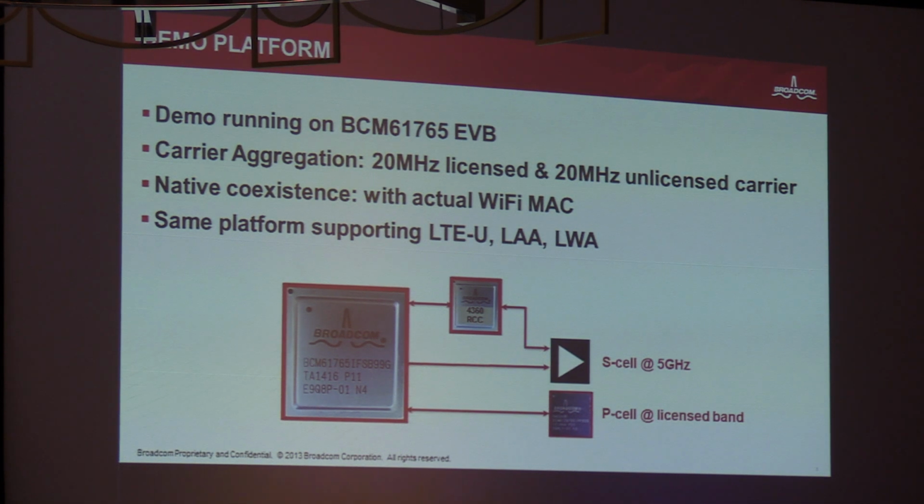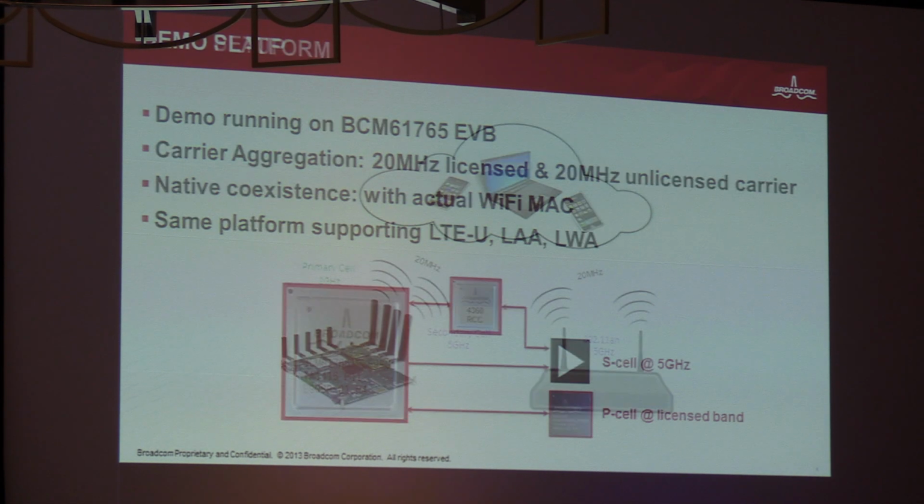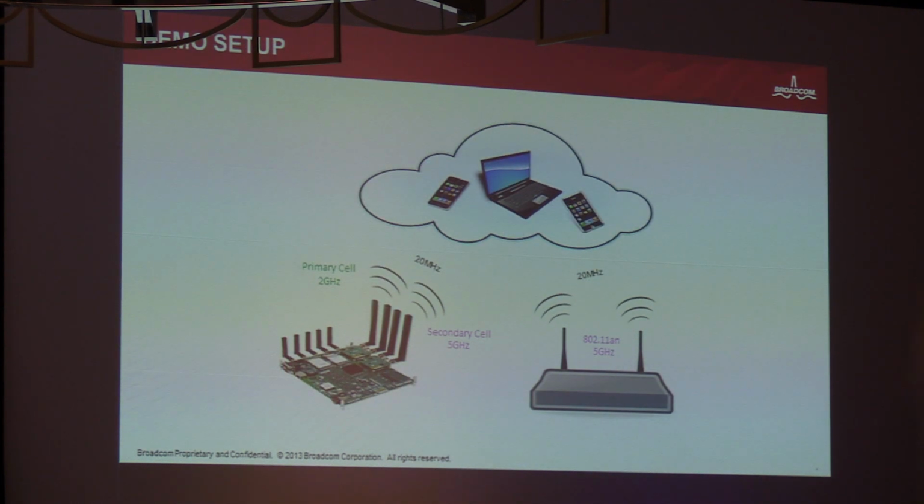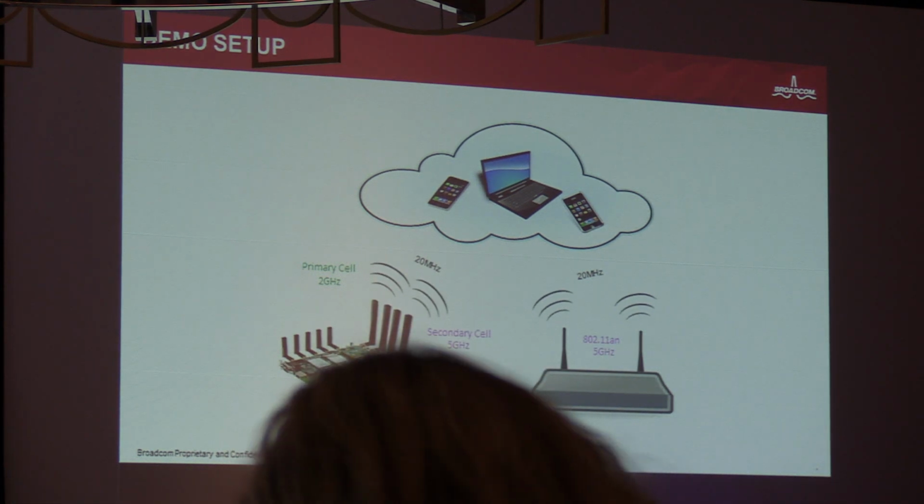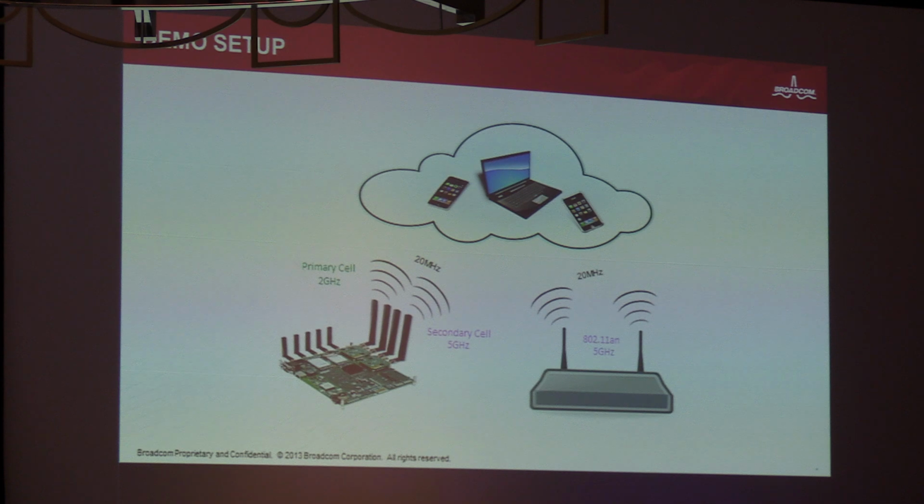We're using this platform for over a year now. And the same platform can support LTE-U, LAA, and LWA. It's the same hardware with different software. The setup is simple. The 61765 is using one carrier as the primary cell and the second carrier as the secondary cell. And we have a Linksys Wi-Fi router that we're using in the same band.